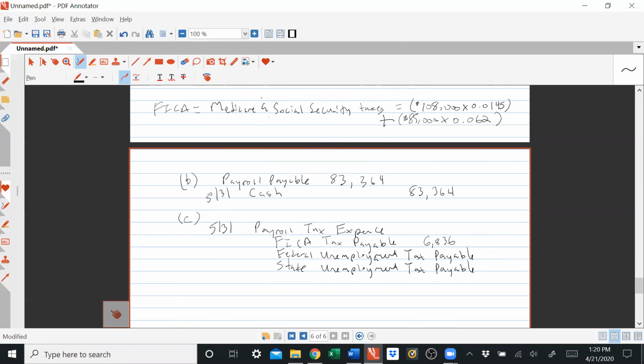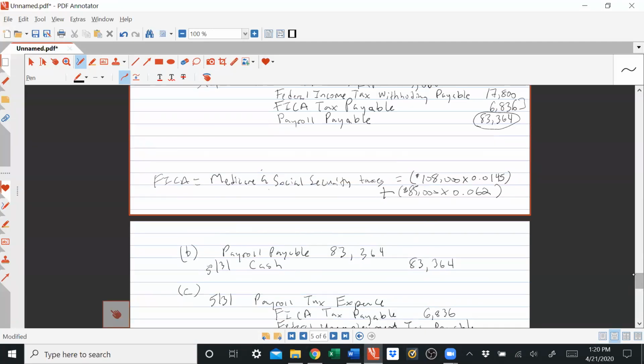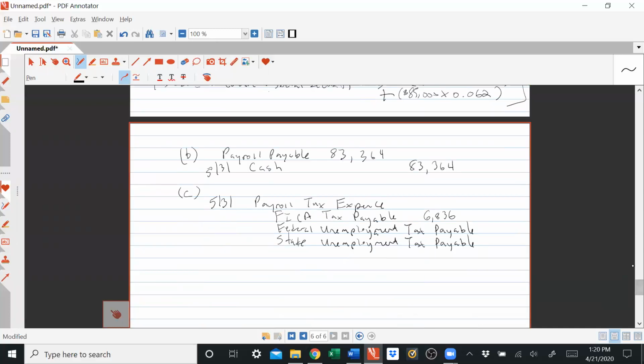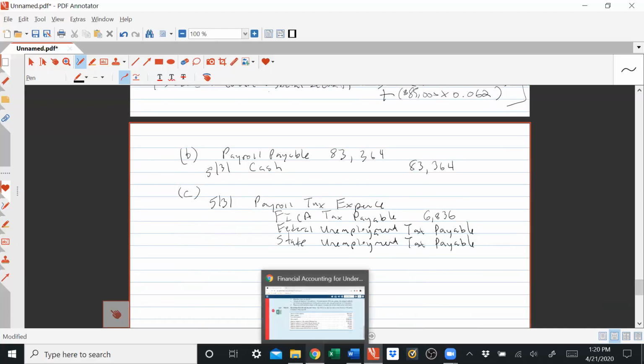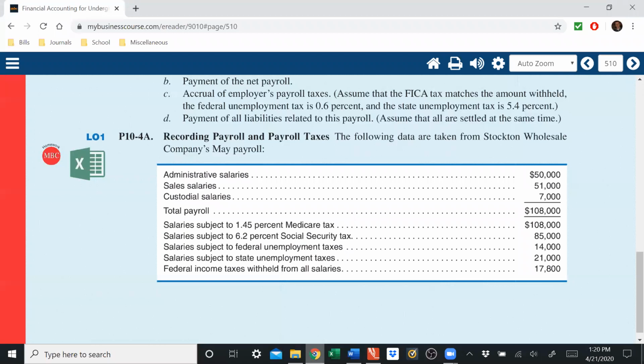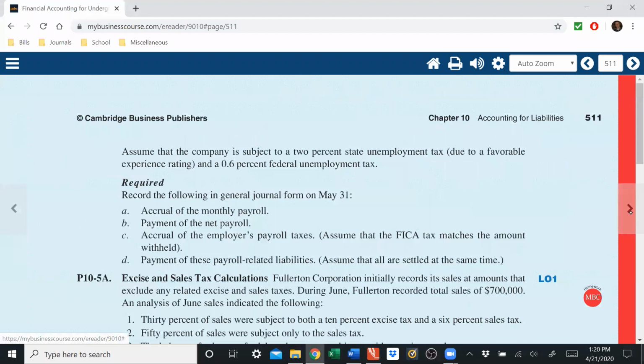It's calculated as a percentage of employee salaries right here. And then we owe unemployment tax. And what does it say here? How much of our employee salaries are subject to federal unemployment taxes? Only $14,000. And what's the rate? It told us on the next thing. Assume the company is subject to a 2% state unemployment tax, 0.6% federal unemployment tax.